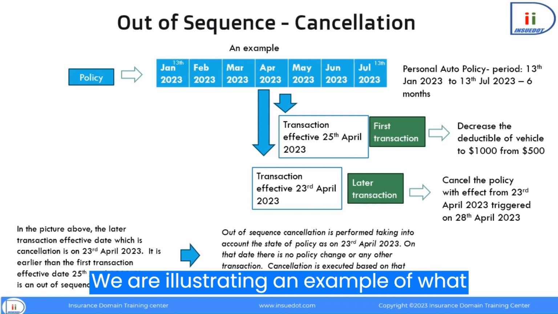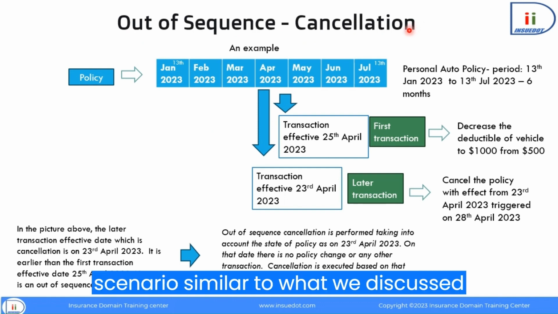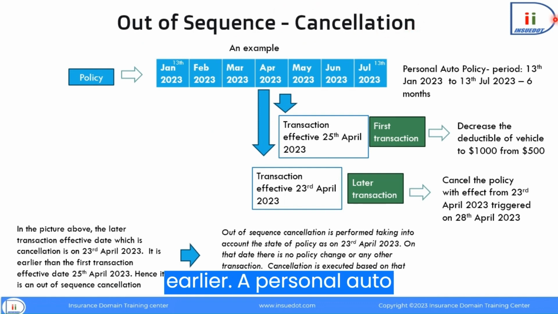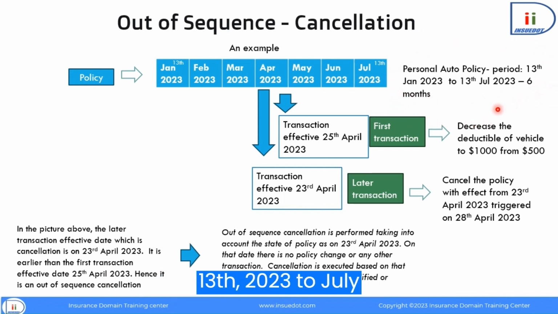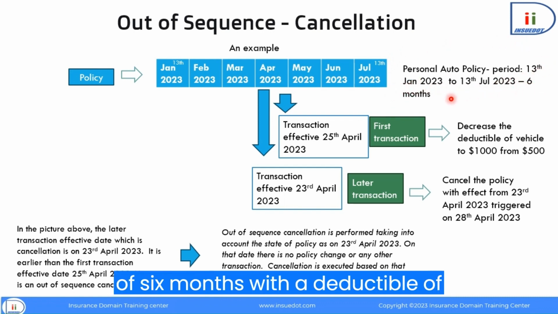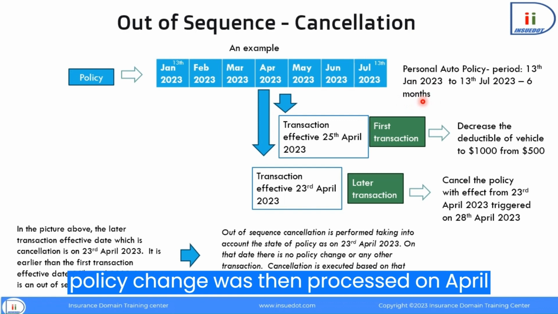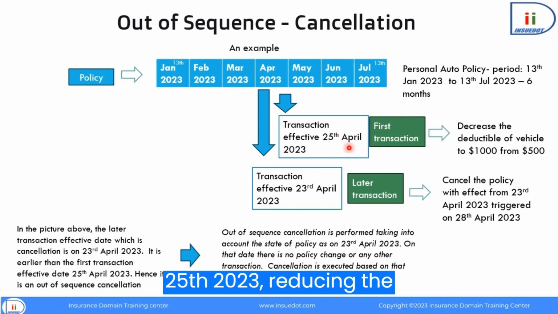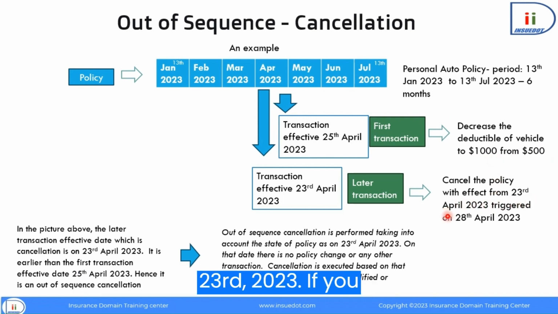We are illustrating an example of what constitutes an out-of-sequence cancellation. We've chosen a scenario similar to what we discussed earlier. A personal auto policy was initially issued, providing coverage from January 13, 2023, to July 13, 2023, for a duration of 6 months, with a deductible of $1,000 for a vehicle. A policy change was then processed on April 25, 2023, reducing the deductible from $1,000 to $500. However, a cancellation was triggered effective April 23, 2023.